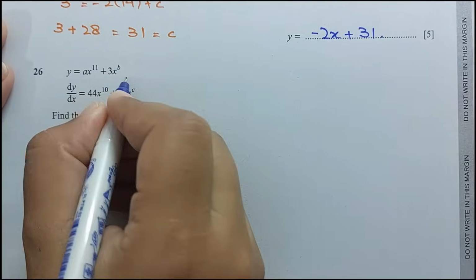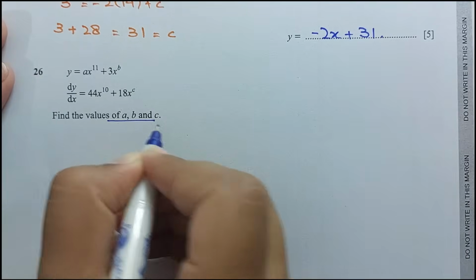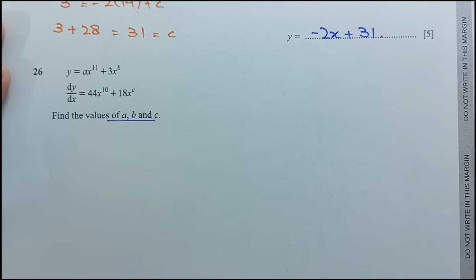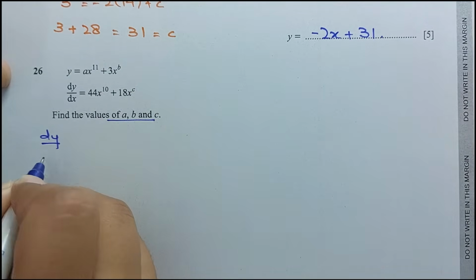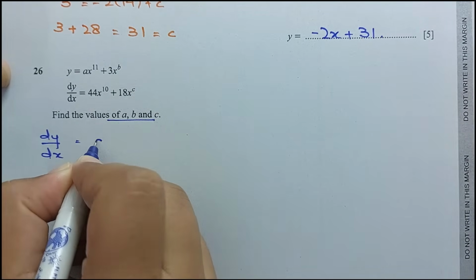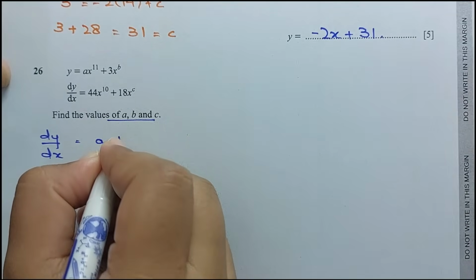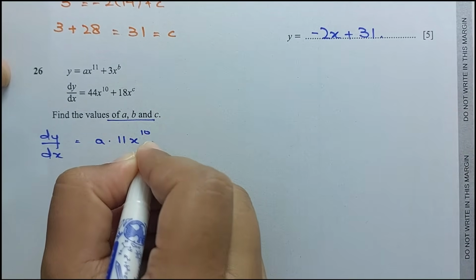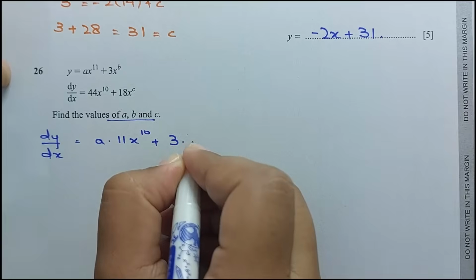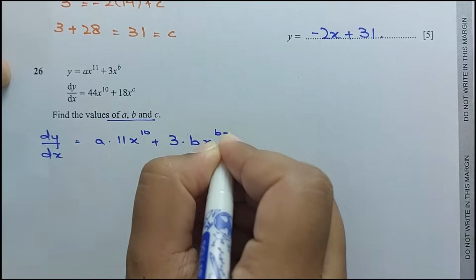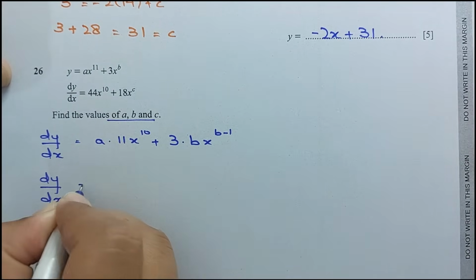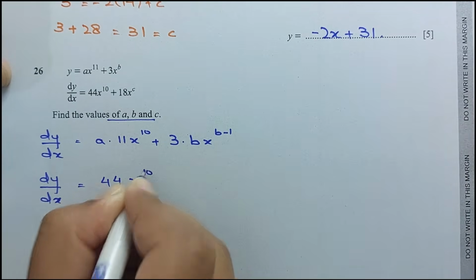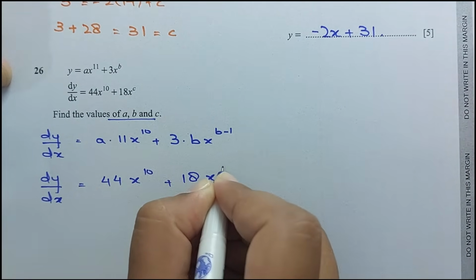Question number 26, we have y, dy by dx, find the values of a, b and c. For the function y, let me take its derivative. What is dy over dx, right? a is a constant term. x to the power 11 is basically 11x to the power 10, plus 3 is a constant term. x to the power b is b x to the power b minus 1, their derivative. Now compare with the given derivative. dy by dx equals 44x to the power 10 plus 18x to the power c.